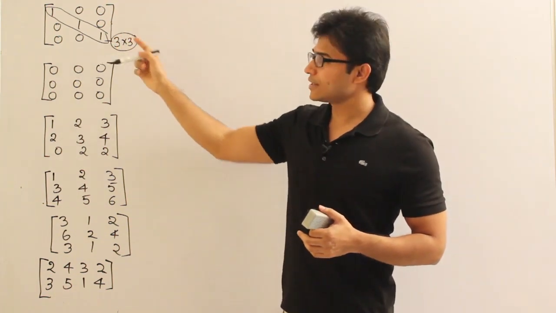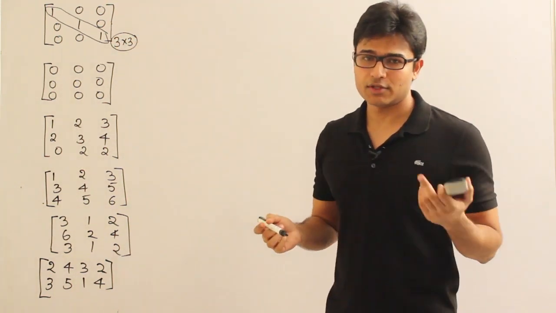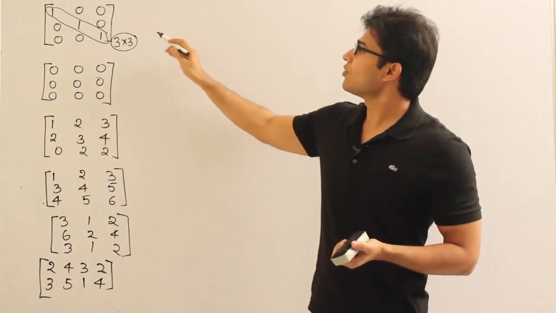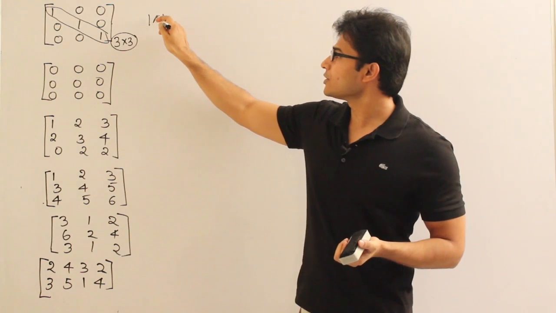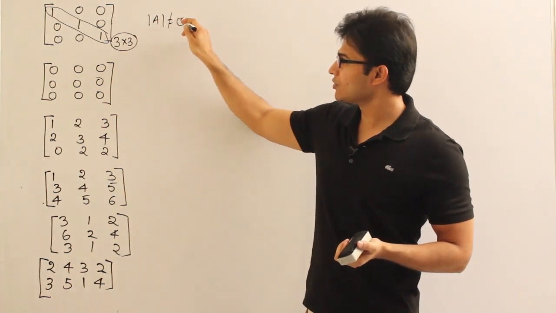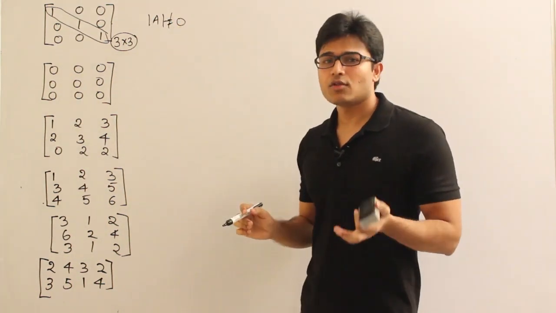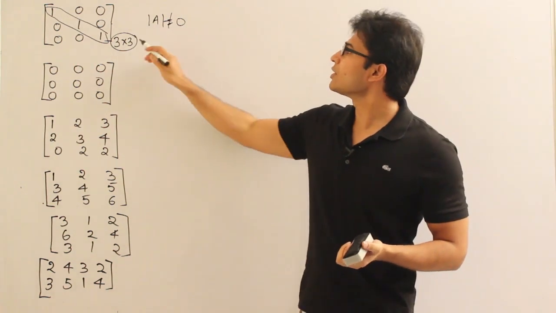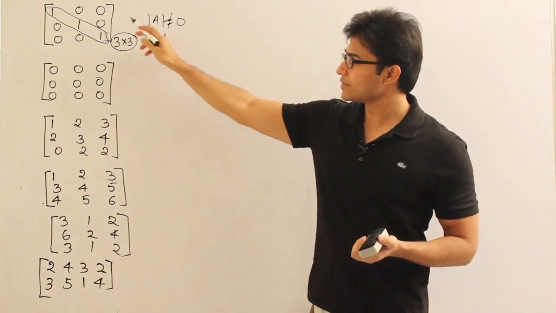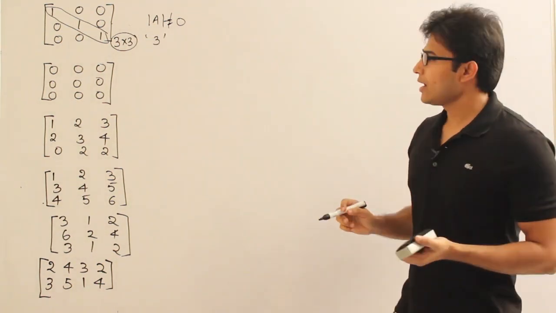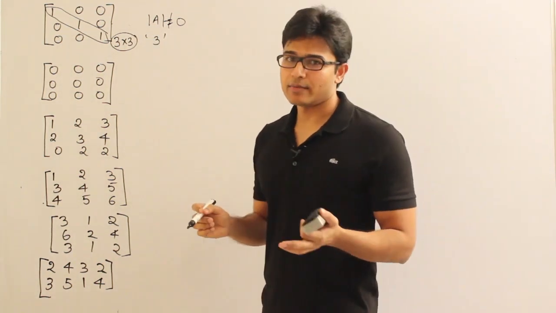The product of all elements across the principal diagonal is 1 into 1 into 1, which is 1. Therefore, since this determinant, let's call it A, determinant of A is not equal to 0, it is a non-singular matrix, and therefore its rank is 3. The rank of this matrix is 3. Okay, and now let's talk about this one. It is a null matrix.